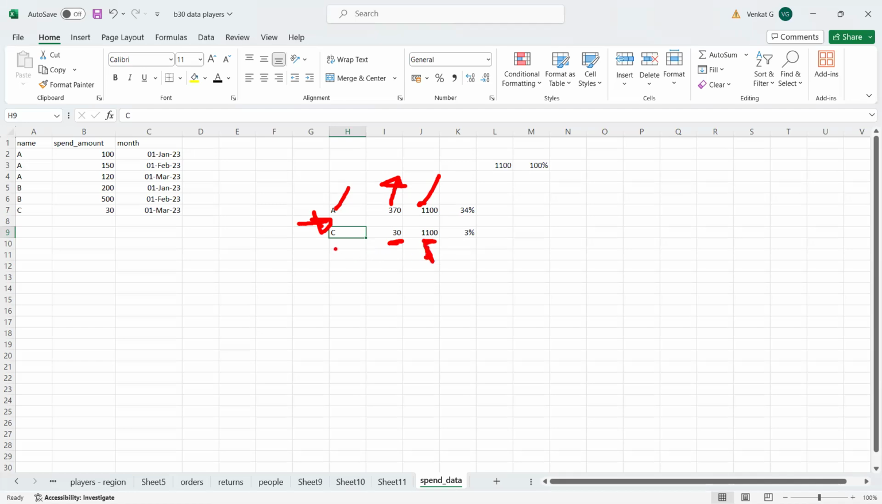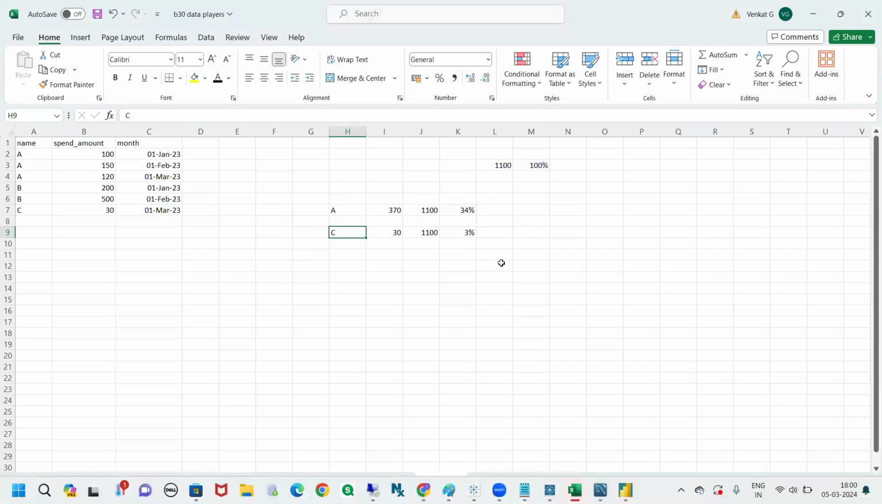So what is the expectation of the client here? Even if I remove person B from the sheet, even if I filter person B, the user requirement is that he still wants to show the same percentage in the sheet: 34 for person A, 3 percentage for person C. So that is the user expectation.